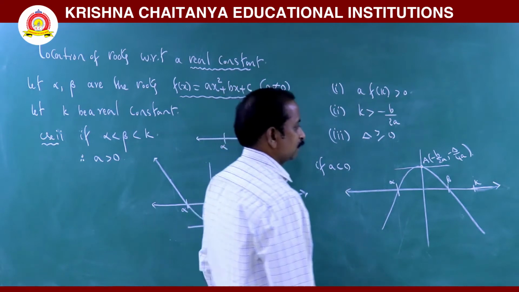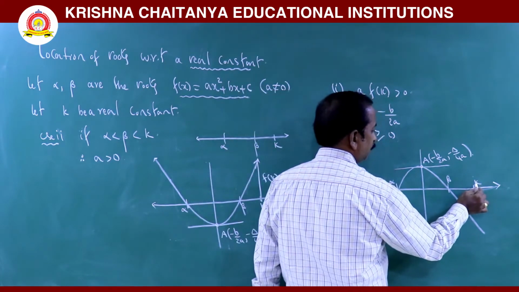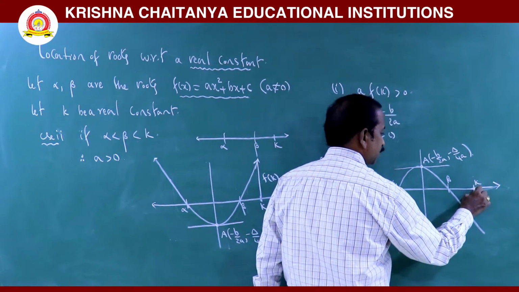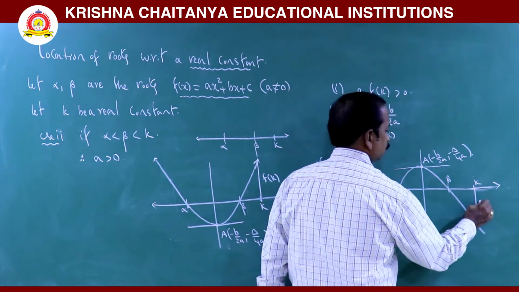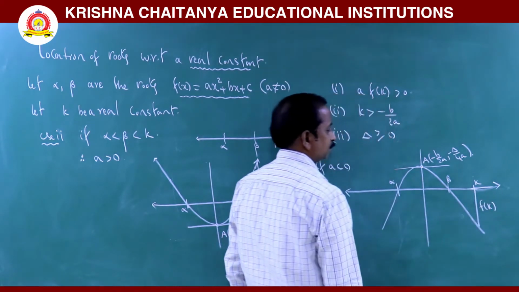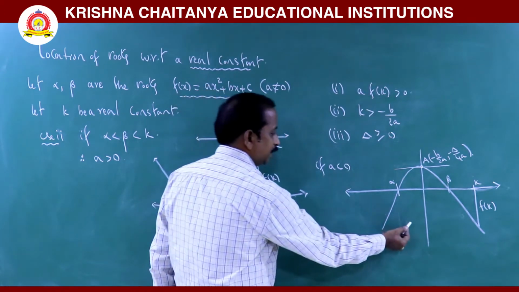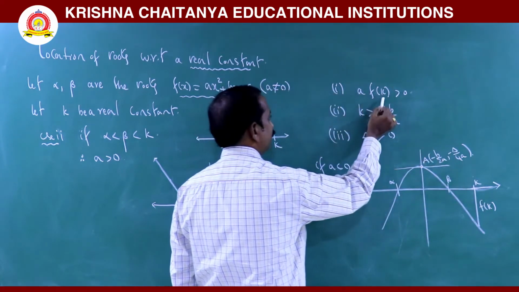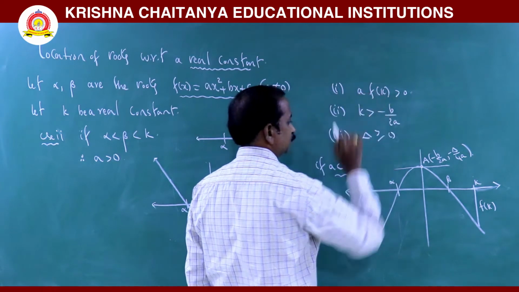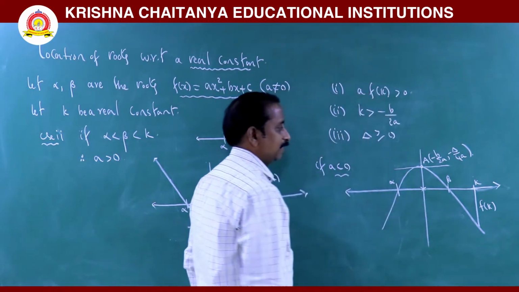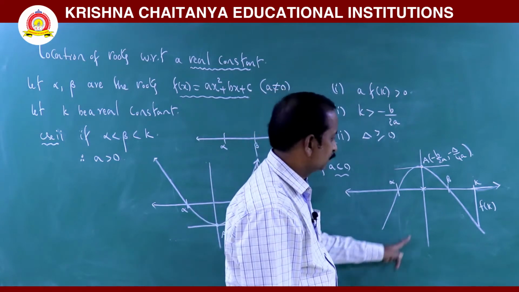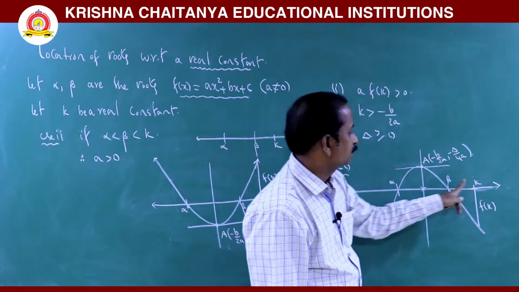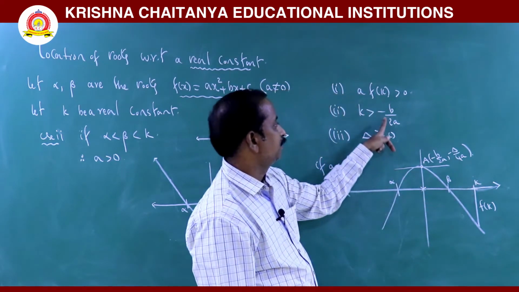And now observe, it is k. At this point, the graph is downwards below the x-axis, means its image is also negative. So this is nothing but f of k. Now observe case 1, a negative, f of k negative. So a into f of k, negative into negative, positive. Next, this value is nothing but minus b by 2a comma 0. But minus b by 2a is always lesser than k, means k is greater than minus b by 2a.